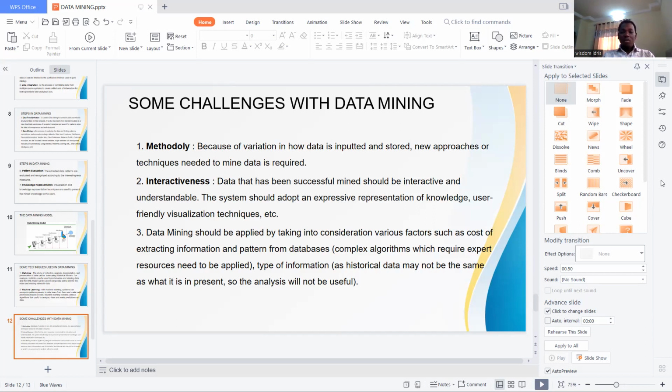Another thing is the type of information. Historical data may not be the same as that which is in the present, so the analysis may not be useful. At times you're trying to make an analysis about something, and maybe you have information from 10 years back. A lot of things have happened, things have changed. So when historic data has long been outdated, it might not help so much. It might not give you great results. I think these really stand out of a whole lot of challenges you can get with data mining.